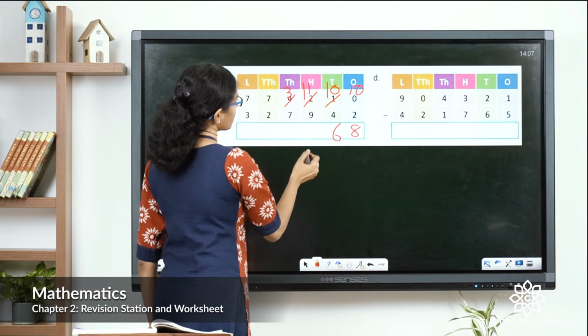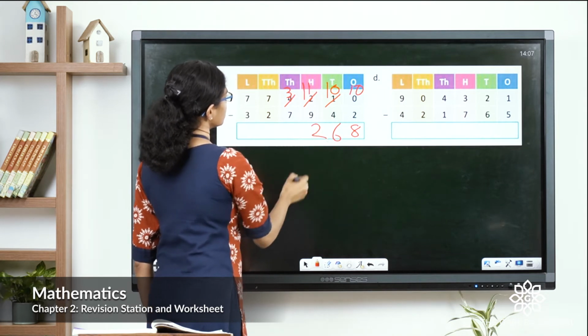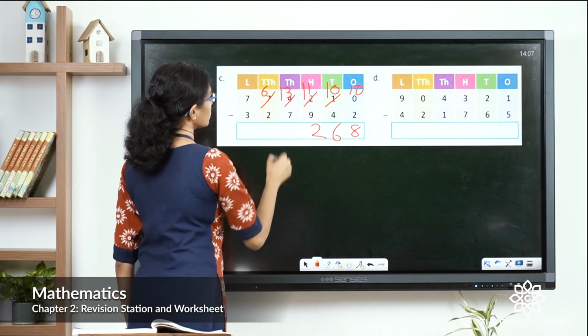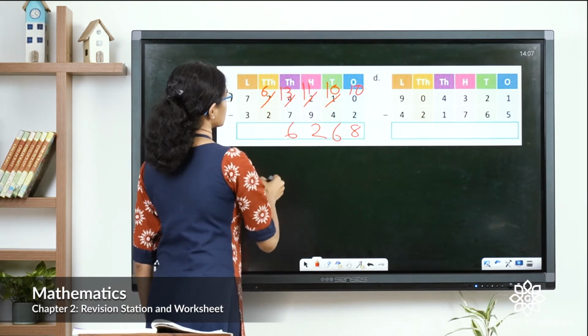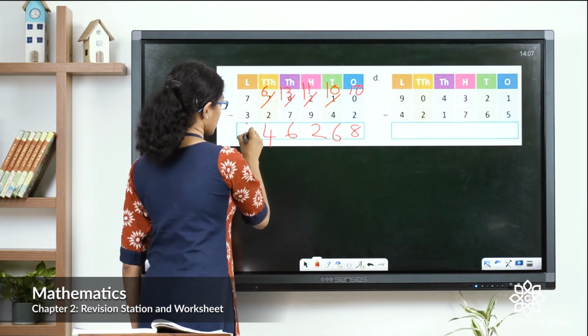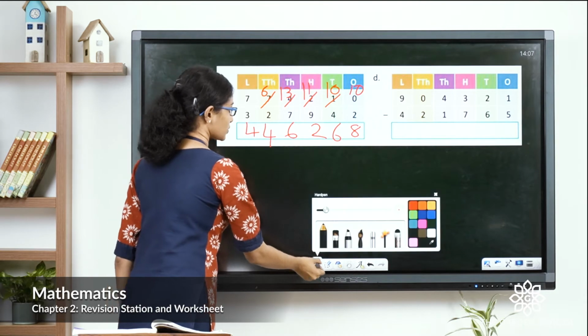Now here it is 11 minus 9, 2. Here again we have to borrow. So that is 6. Here it is 4. 7 minus 3 is 4. Now let's check the subtraction.